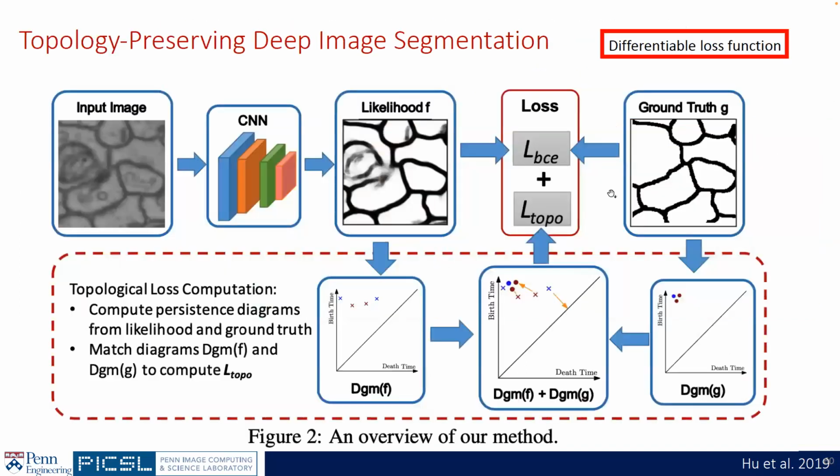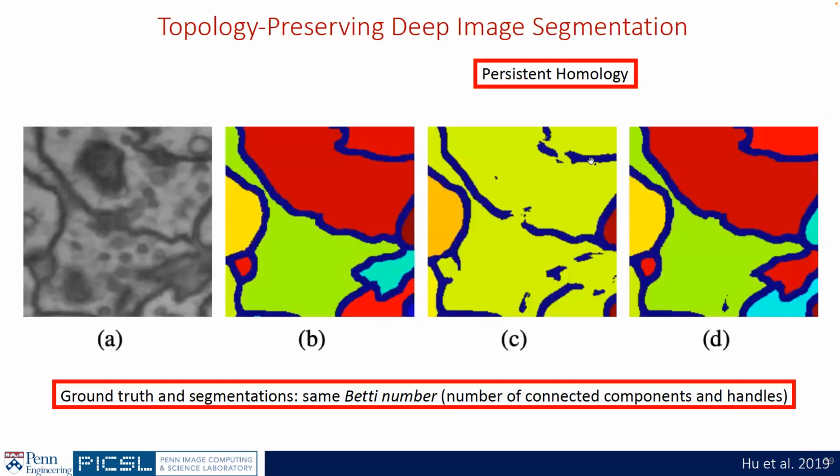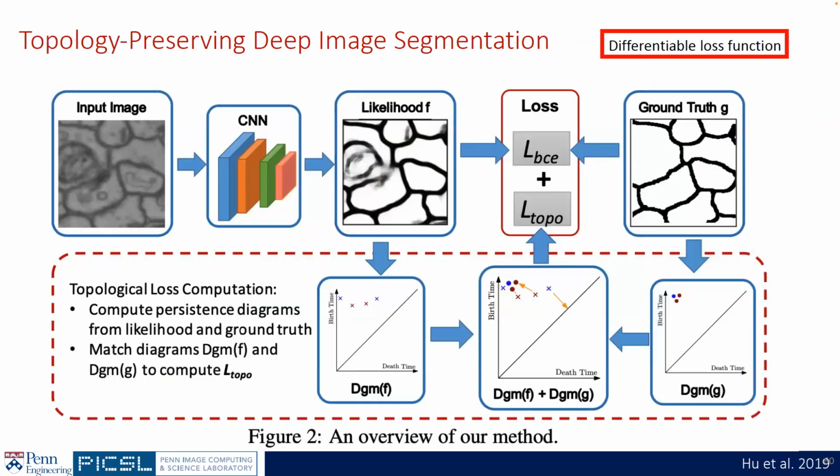Okay, so just some setup. Okay, so we will use the idea of Betti numbers and persistent homology. Persistent homology is a very abstract concept in pure math. I don't know much about it, but we'll try to see how it is applied in medical imaging.